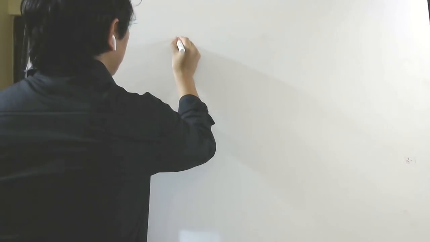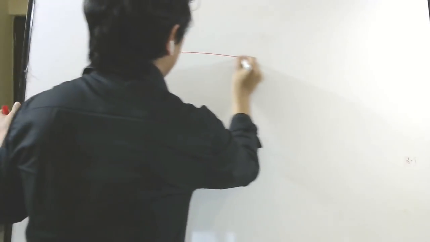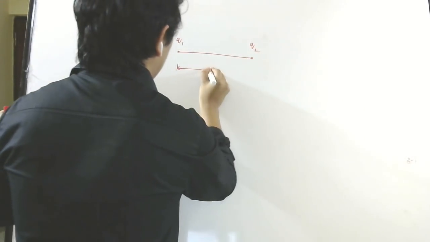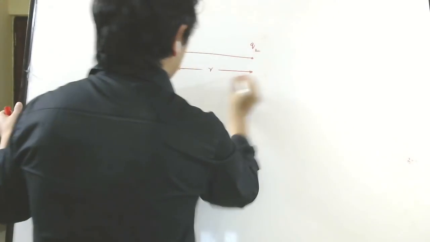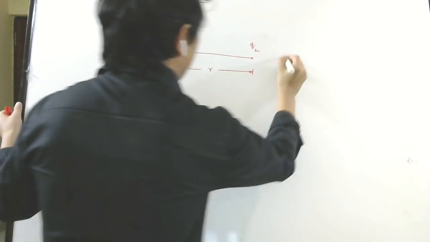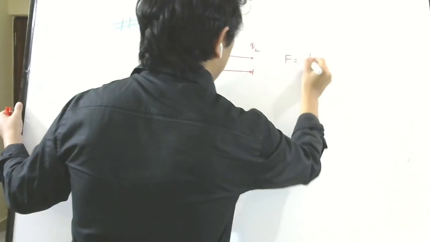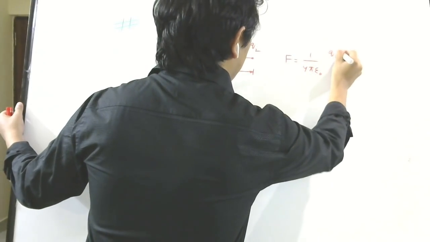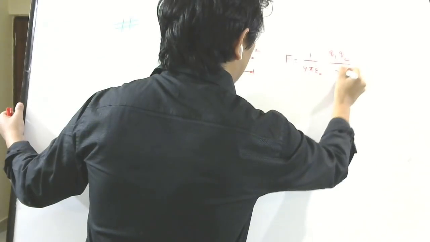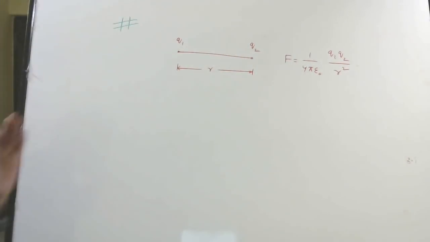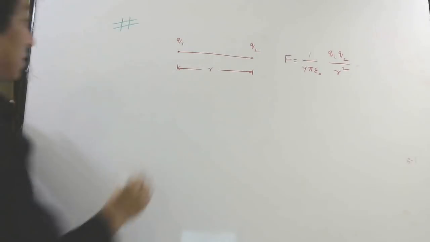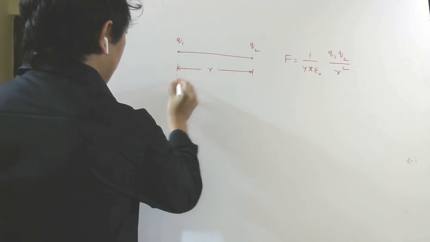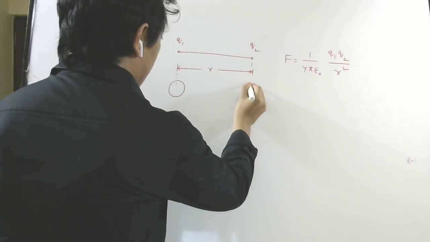Suppose I have 2 point charges Q1, Q2 at some distance r, and the force between them, F, the repulsive force, is, you know already, 1 by 4 pi epsilon naught q1 q2 divided by r square. Okay. Now I am saying to you, I take a sphere, conductors, okay.